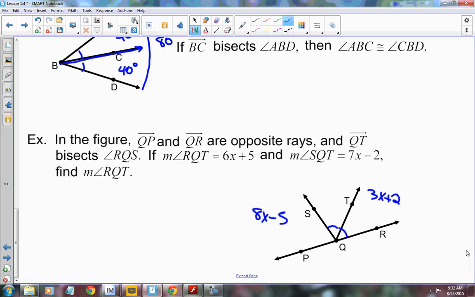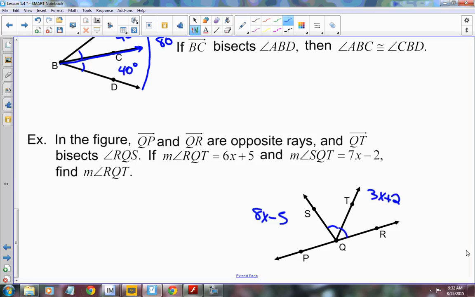A couple of things you need to think about. What's going to be true about all three of these angles, RQT, TQS, and SQP? They're going to equal 180 because a straight line measures 180 degrees. So that's why I needed to know that they were opposite rays, and so that we know that all together they create a straight line. And so the sum of all three of these angles is going to be 180, right?